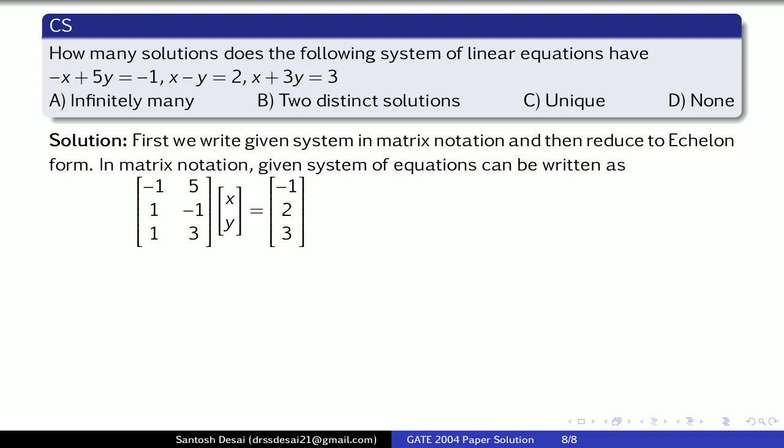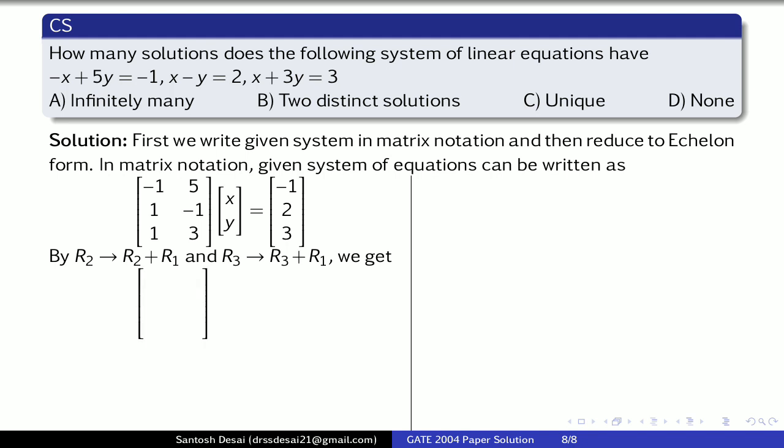By using the first element, we bring zeros in the first column. So therefore we use the transformation R2 plus R1 and also R3 plus R1. So with this we get the first row with no change, so it is minus 1, 5. Second row is 0, 4. Third row 0, 8. Again xy as it is and the RHS first element as it is. Then 2 minus 1 you will get 1, 3 minus 1 you will get 2.